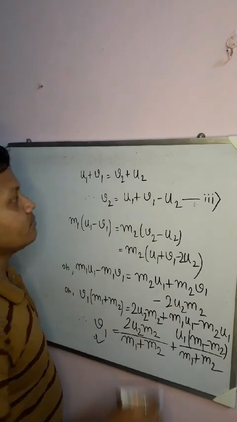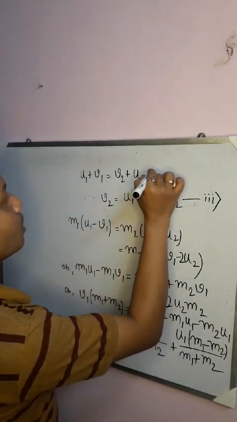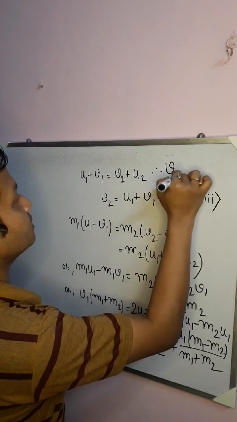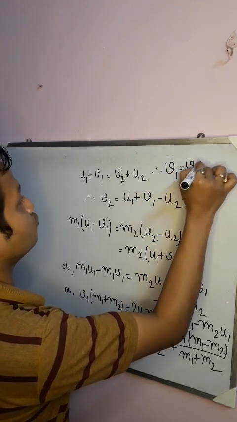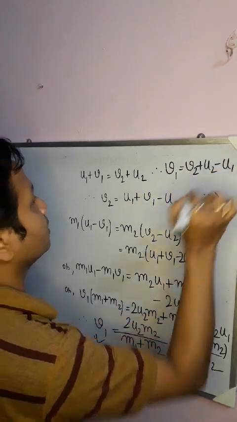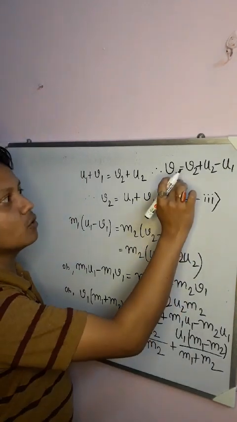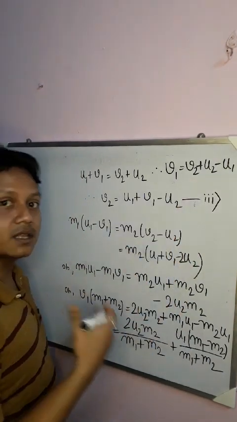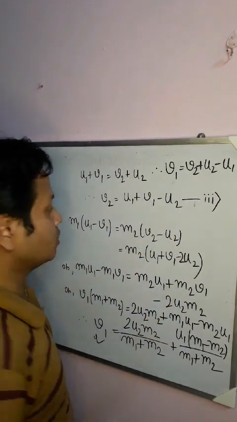Now similarly, what is the value of v1 from this equation? This is simply v2 plus u2 minus u1. If we substitute the value of v1 in this equation, then we can find the value of v2. So let's do it.